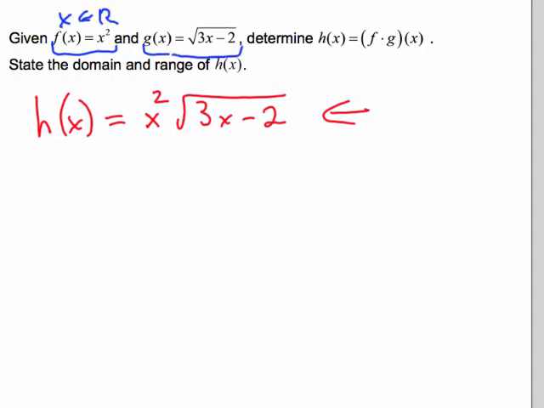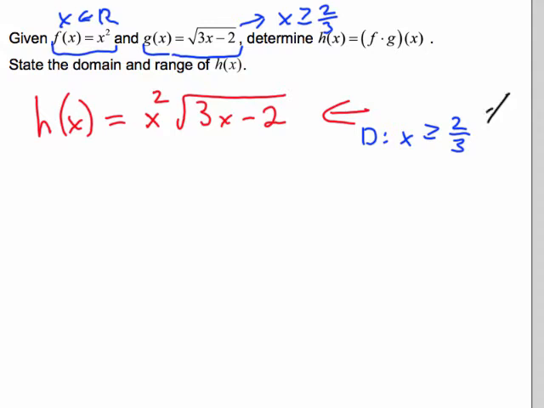On this radical function, the radicand has to be positive, and that will happen if x is greater than or equal to 2/3. And therefore the overlap of those two means that the domain on my new function is x is greater than or equal to 2/3. The range is always harder to figure out. Let's see if we can reason it out.